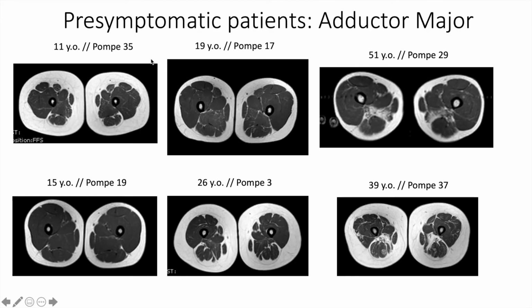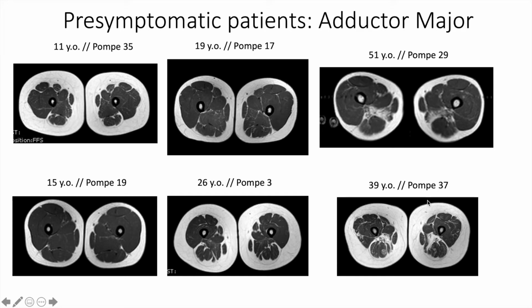Here, we also analyzed the adductor major muscle. And again, we observe that this muscle was also replaced by fat in many, in theory, pre-symptomatic patients. And there was again a correlation between the age and the degree of involvement.